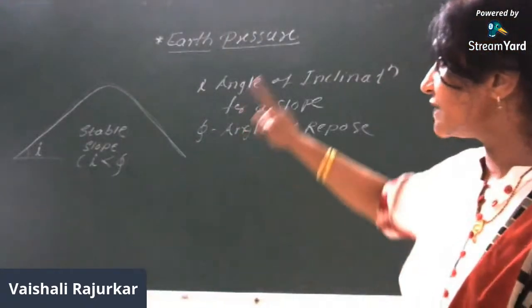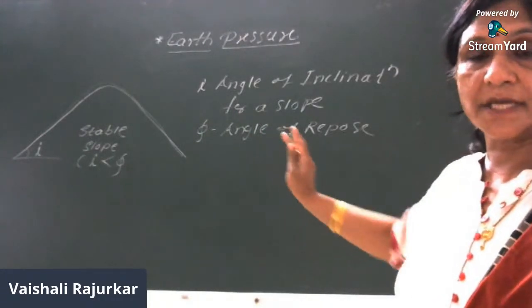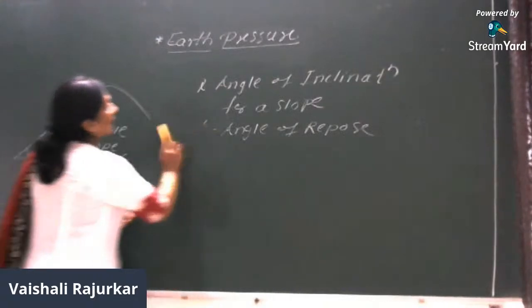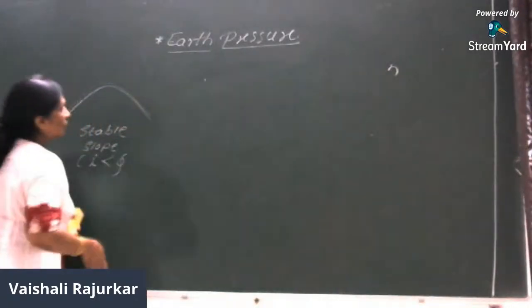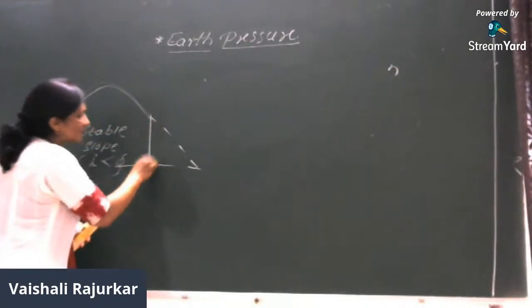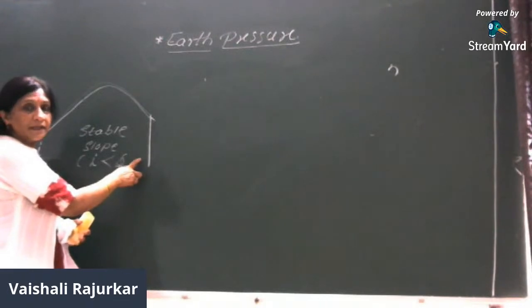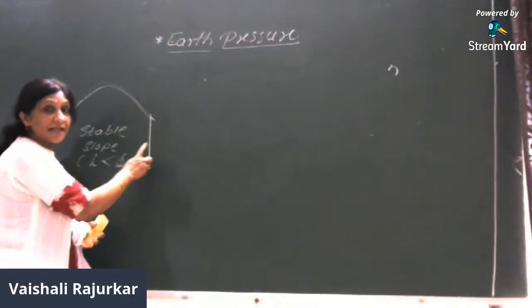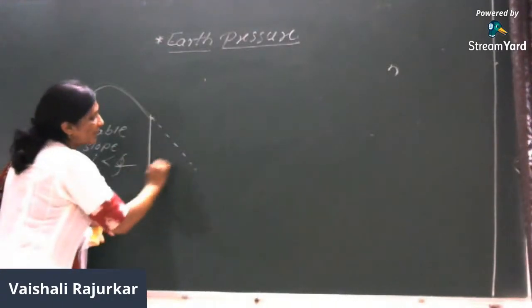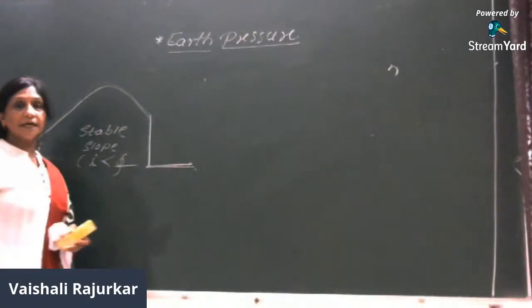Now, on this natural hill we want to construct a structure. Suppose I want to construct a road. If there is a space limitation, I will remove this soil mass from the stable slope. I just want to construct the road over here, so I have removed this portion of the slope.